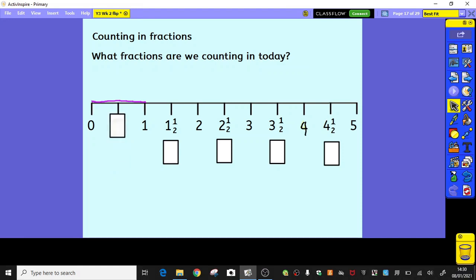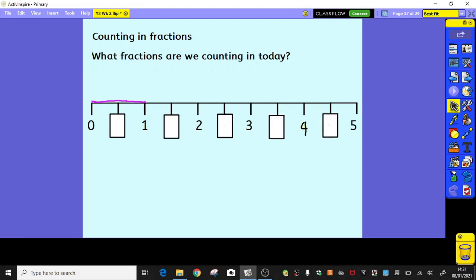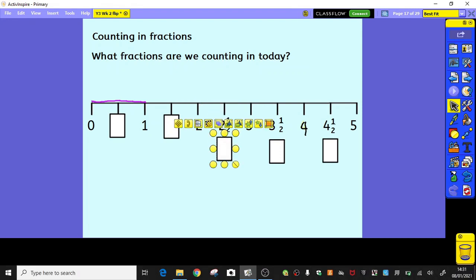I'm going to pop those back now and see if we can manage to count backwards, which is a little bit more tricky. Count backwards in halves from 5. So join on in with me. So 5, 4 and a half, 4, 3 and a half, 3, 2 and a half, that's right, 2, 1 and a half, 1, a half, or 1/2, 0. Well done, that's a little bit more tricky going backwards, but great job.